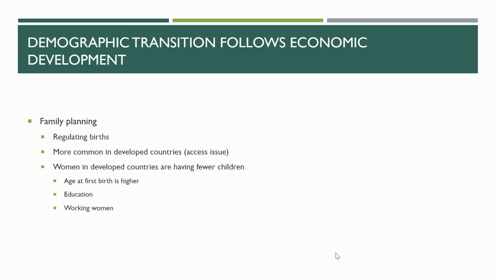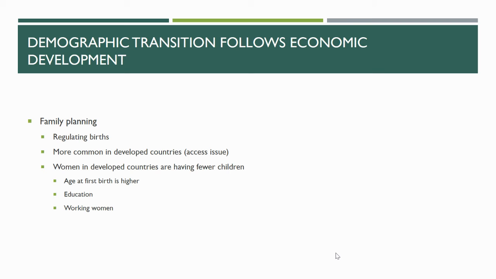There are lots and lots of methods for that. They are more common in developed countries, and that's simply an access issue. So in places like the United States, it is very easy to get any form of birth control you could possibly want. But in some developing countries, particularly in Africa, there is simply not access to those things. And so without birth control, you're going to have more births.